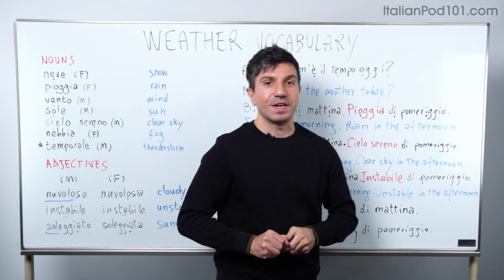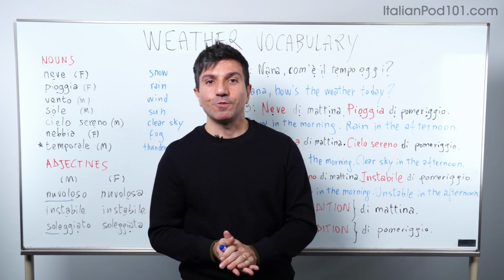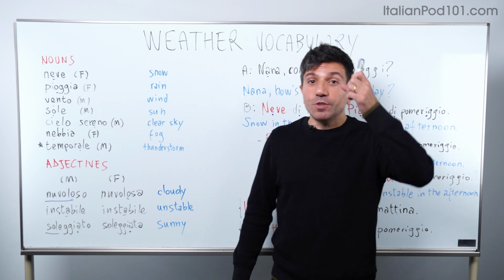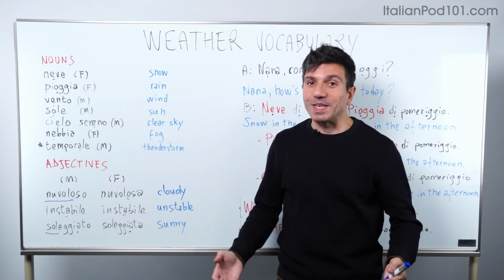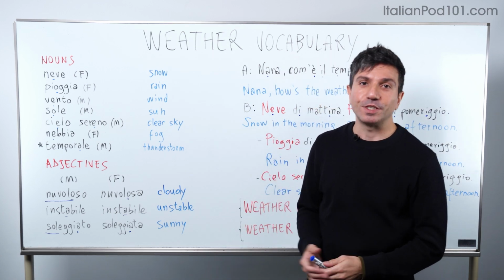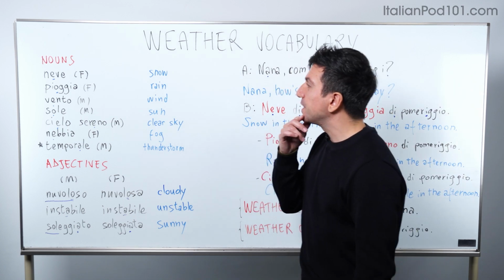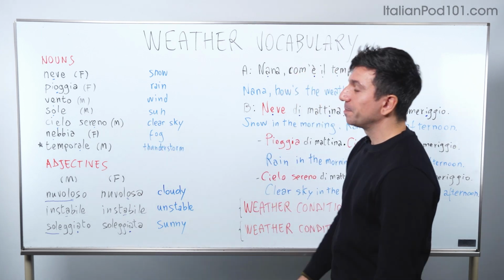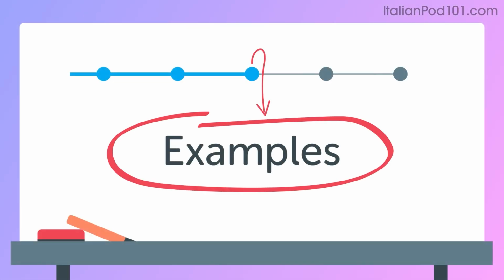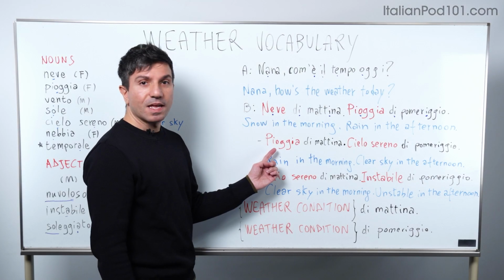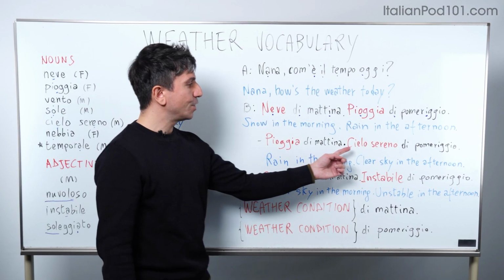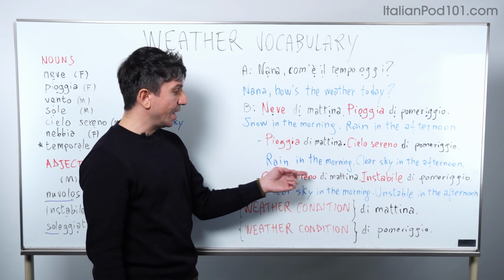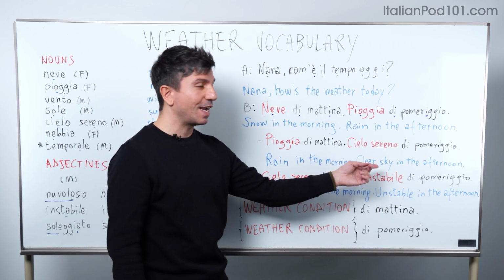So this is the dialogue. In this case, we use two words, neve and pioggia. So I want to try another example, maybe change the weather condition. For example, pioggia and cielo sereno. Pioggia di mattina, cielo sereno di pomeriggio. Rain in the morning, clear sky in the afternoon.